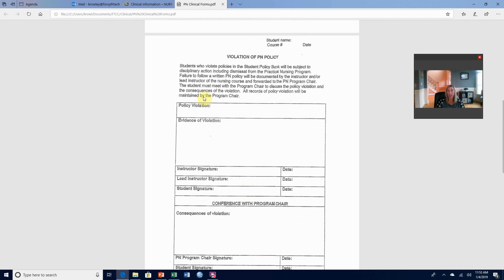The next sheet that you have is going to be violation of PM policy. This is again, like if they didn't turn in their clinical paperwork, or if they did something else and had a different policy violation. That's where you would use those, and they are required to come and see the lead instructor, which this semester is me, or the program chair, which is Ms. Lundgren.